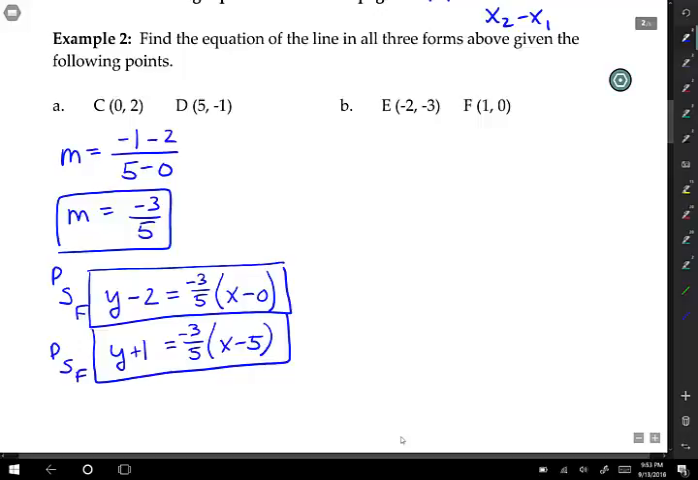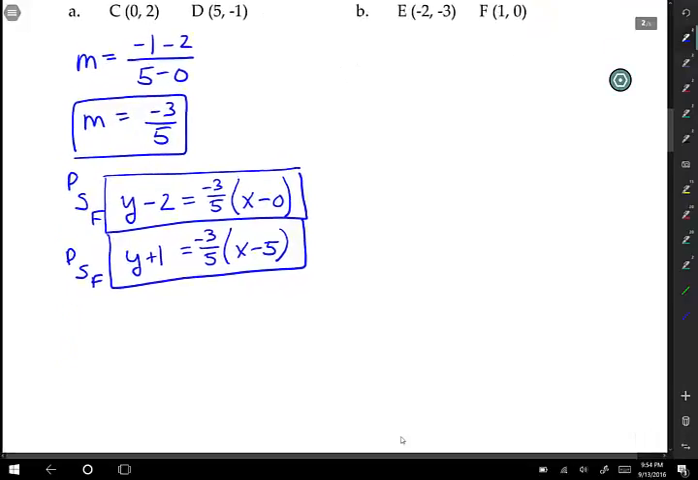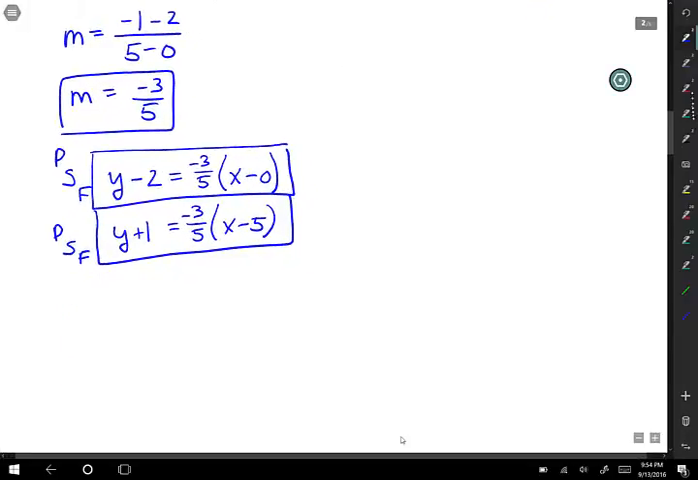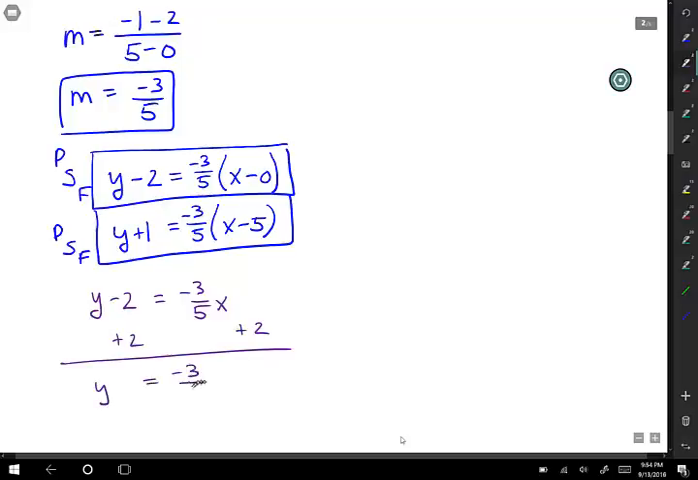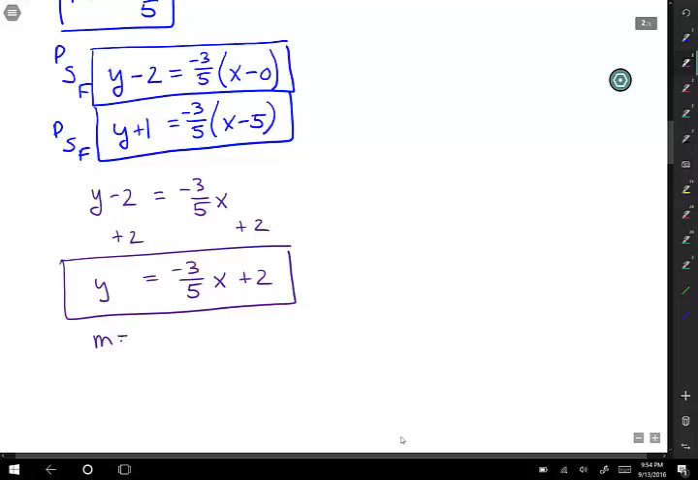Either of these forms is a correct form for point-slope form, depending on which method we're going to go next. I'm going to go with the x minus 0 because it seems to me like that's the easiest one. That gives me y minus 2 equals negative 3/5 x. If I add 2 to both sides, I very quickly arrive at my slope-intercept form, the slope being negative 3/5 and the y-intercept being 0, 2. So just as a little note there, slope is negative 3/5 once again, and the y-intercept, the b value, is a value of 2.